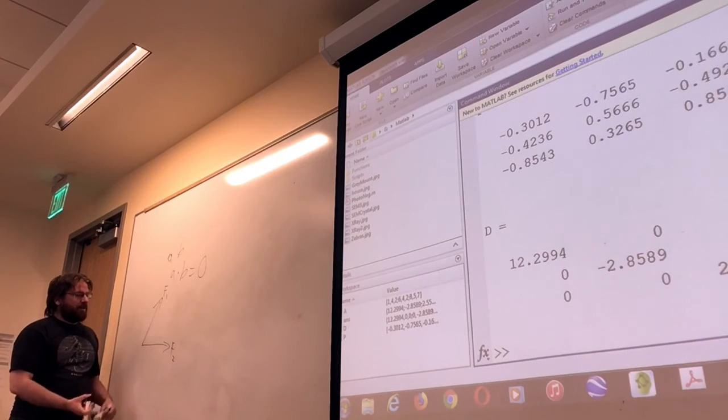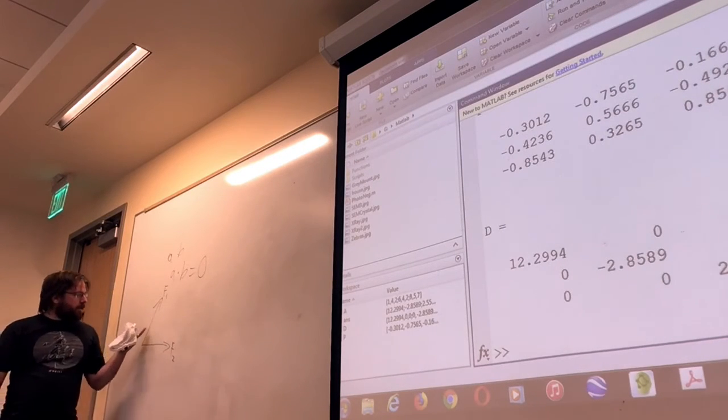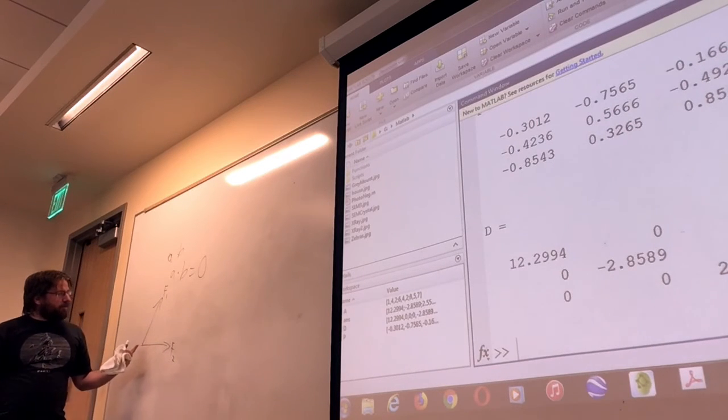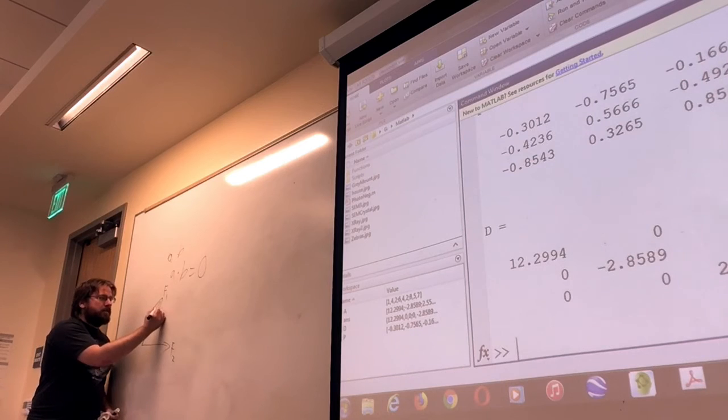But sometimes you're not going to have that option. So something you can do when you don't have orthogonal vectors is use these vector calculations to find what's called the projection.